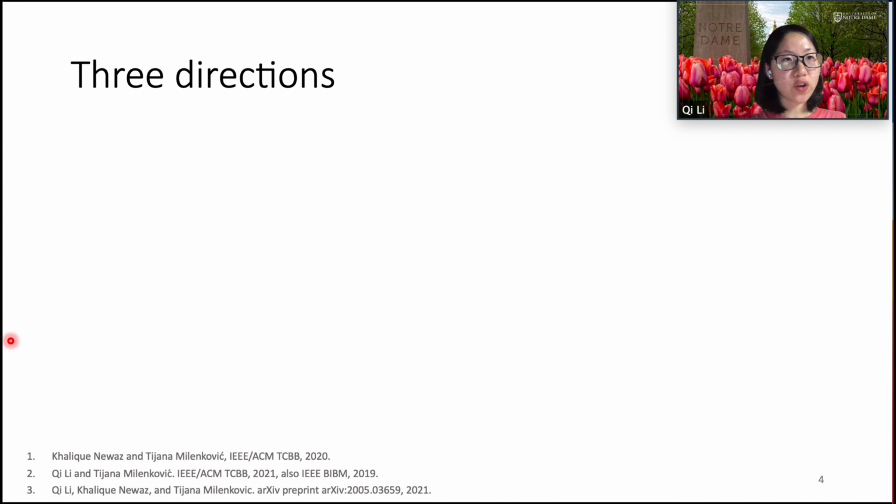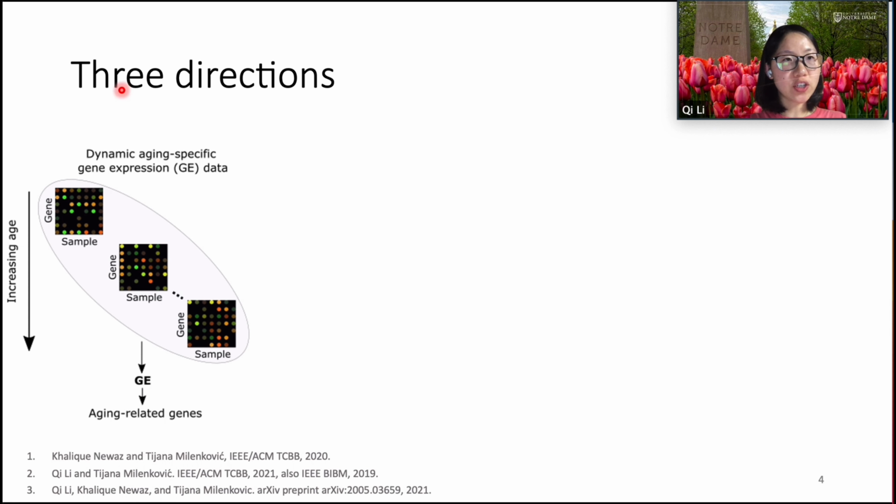Computational approaches for our goal can be categorized into three directions. The first direction is to use aging-specific gene expression data alone. Approaches from this category predict a gene as aging-related if its expression level varies with age. While these approaches do capture aging-specific information, they ignore interactions among genes. However, the aging process, just like any other biological processes, is carried out by genes' protein products that are interacting with each other in complex ways.